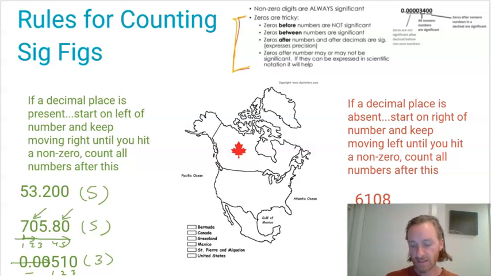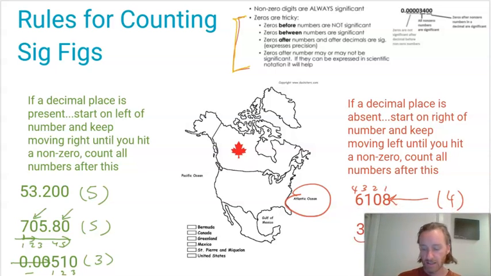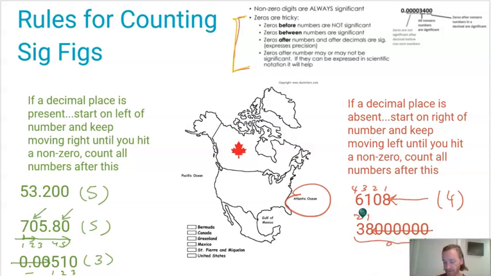Now what if a decimal place is absent? Well, then we're going to start on the Atlantic Ocean side, and we're going to go until we hit a non-zero number, and then count thereafter. So in this case we have 1, 2, 3, 4. So we have 4 significant digits in the first one. And what about the population of Canada, which is approximately 38 million? So in this case, we can ignore these trailing zeros. The decimal place is absent. That is to say, there's no decimal place there like that. So we're going to count once we hit a number, and it's 1, 2. So in actual fact, this bottom number only has 2 significant digits.